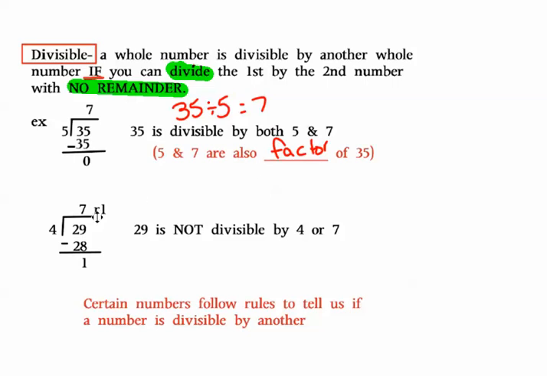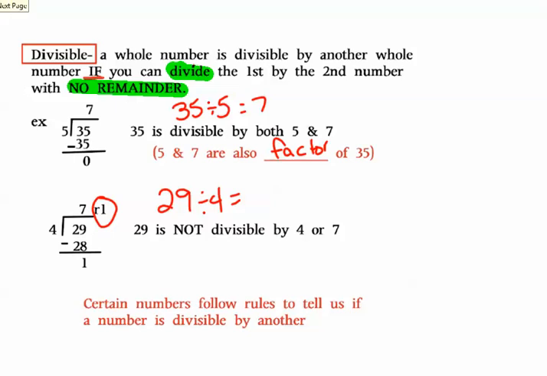Okay? If I look at this one, 29 divided by 4, that equals 7, remainder 1. So that means it's not divisible. It's not divisible because there's a remainder. Certain numbers have rules that are going to help us look at them easily and tell if they are divisible without actually doing the dividing. So let's look at some of those rules.